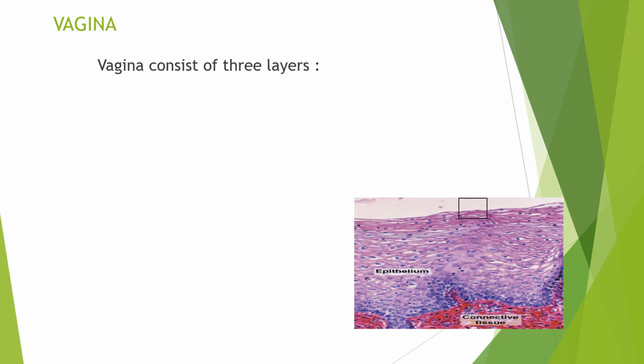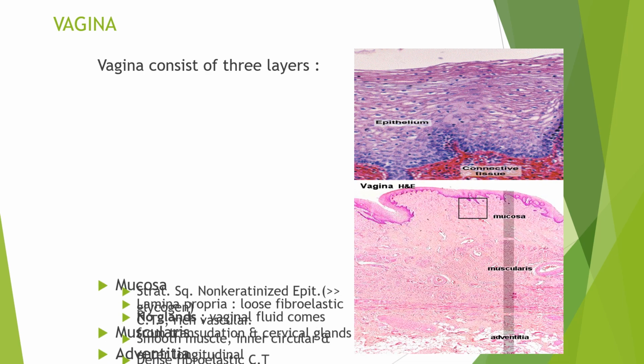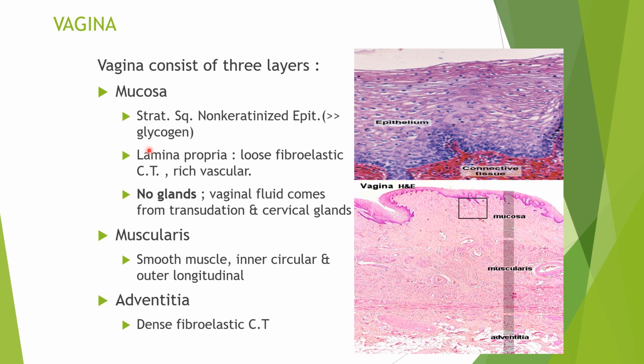Next is the slides of the vagina we will discuss. The vagina consists of three layers: the mucosa, the muscularis, and the adventitia. The mucosa of the vagina is lined by a stratified squamous non-keratinized type of epithelium. Just beneath the epithelium there is the connective tissue forming the lamina propria.